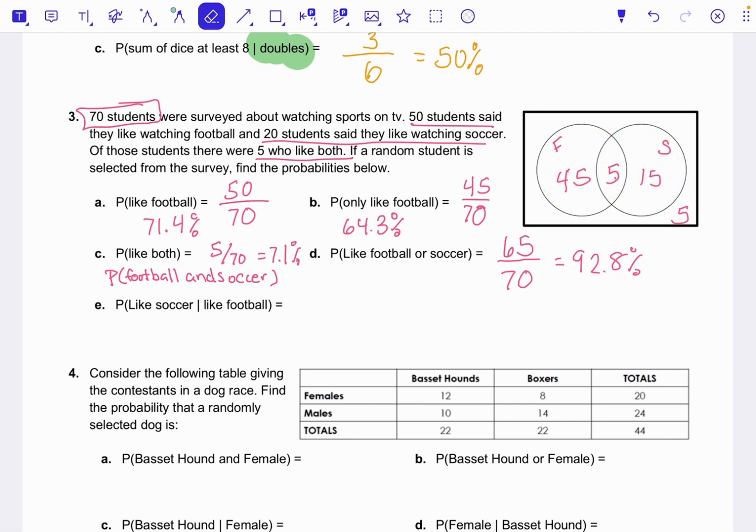All right, last but not least, we're going to take a look at a conditional one using our Venn diagram. So this time we have, given they like football, how many like soccer? Given they like football means we're only focused on things within that football circle. So that means I'm only focused on those 50 kids who said they liked football. And of those 50 kids, 5 of them also liked soccer. So it'd be 5 out of 50 or 10%.